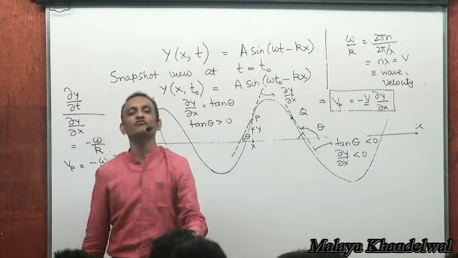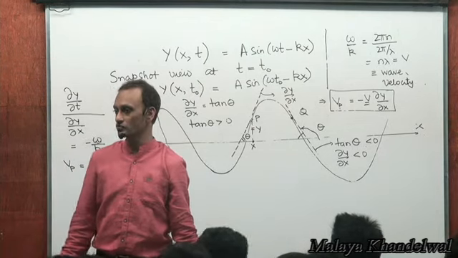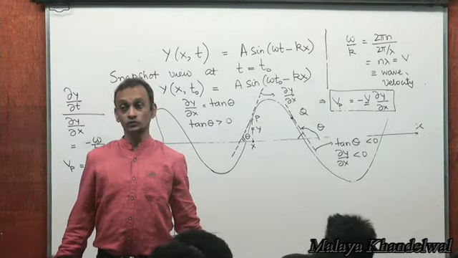And that will tell me if Vp is positive, particle moves up. If Vp is negative, particle moves down. That's the way it goes. Yes or no?